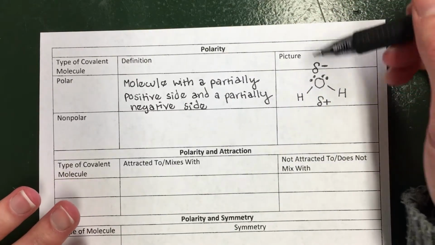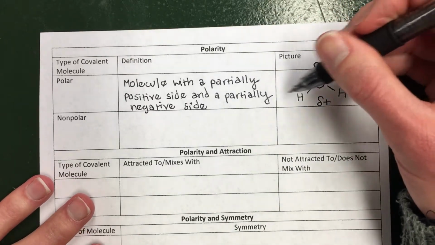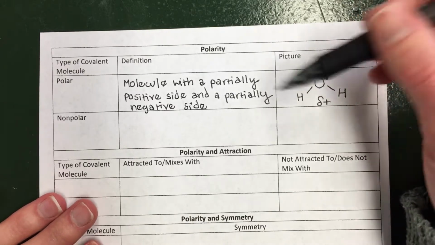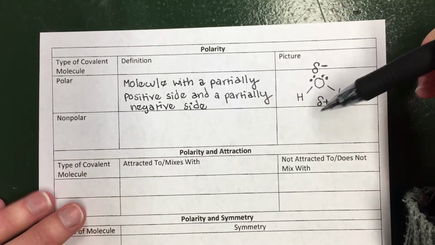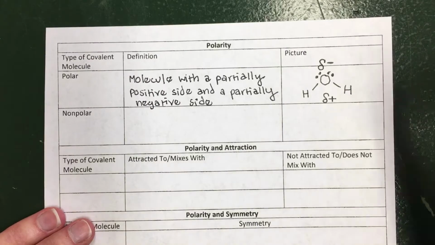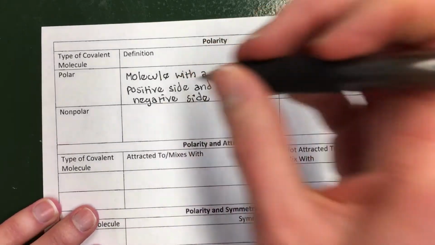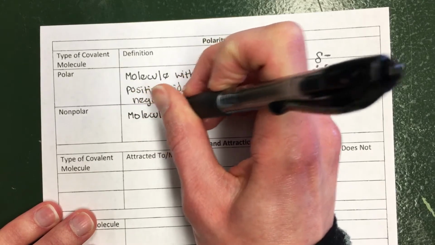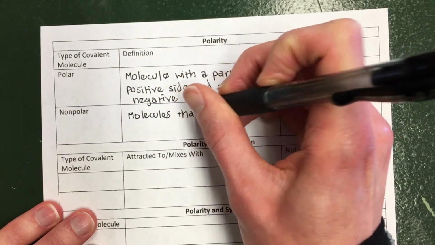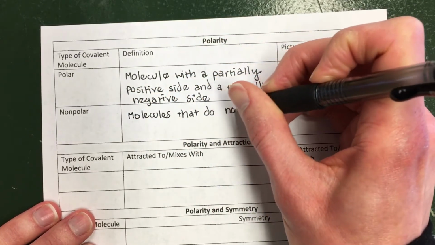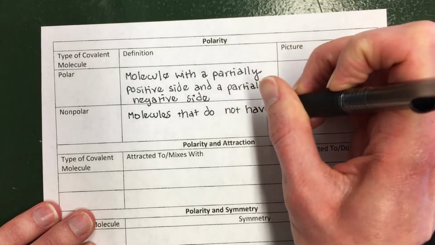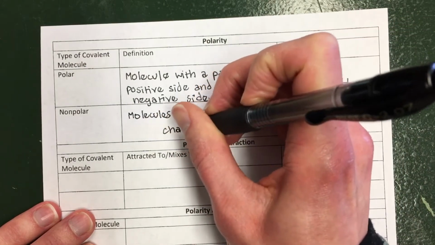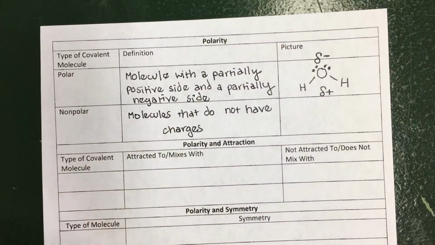Another, like a biology type term for polar molecules is hydrophilic. So like molecules that mix with water, including water, are polar. Nonpolar molecules are molecules that do not have charges. So there are lots of polar molecules and lots of nonpolar molecules.